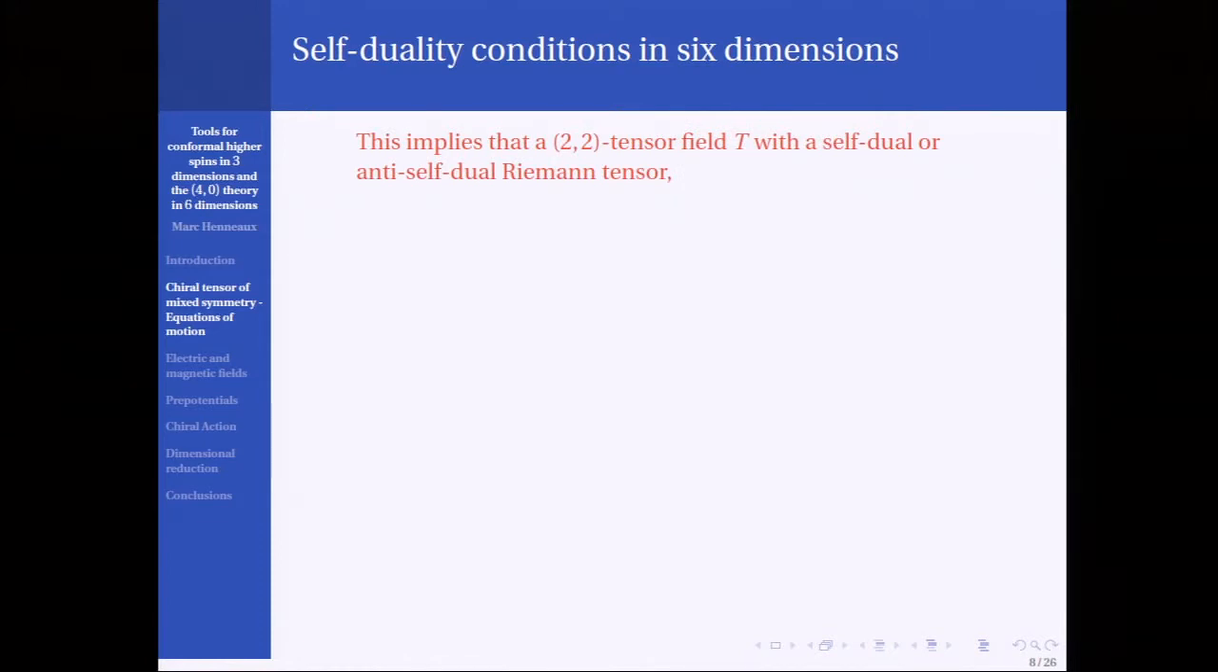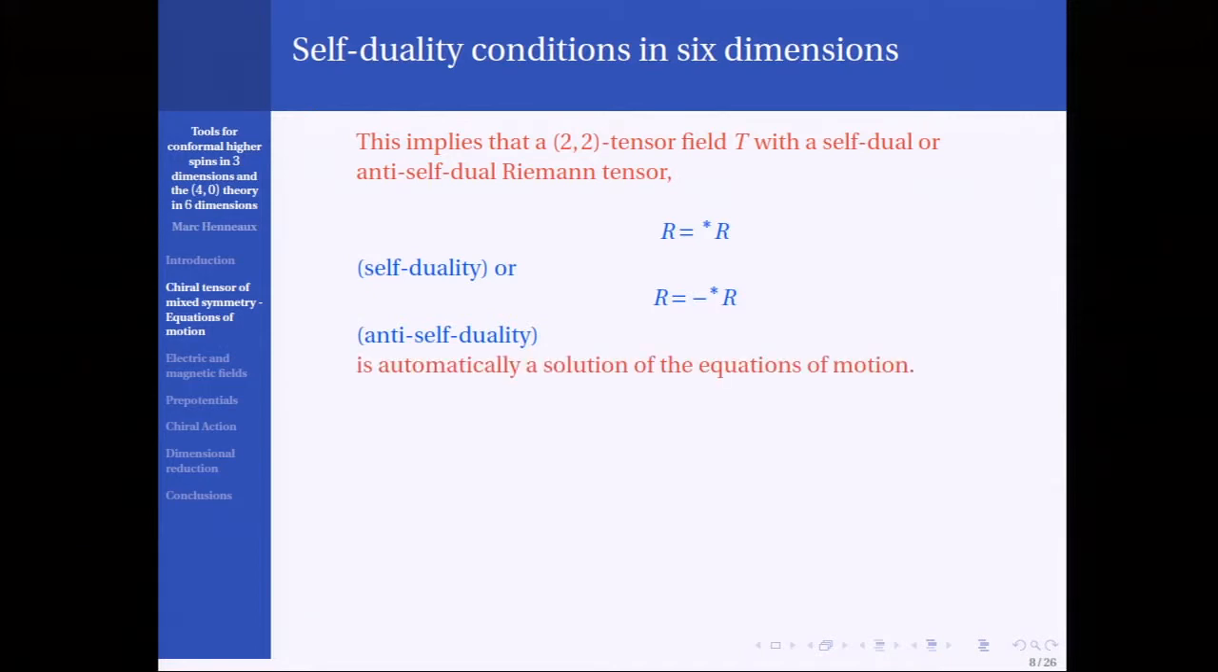impose that the 2-2 tensor has a self-dual or anti-self-dual Riemann tensor, so if you impose that R is equal to that or that, well, automatically, because this is traceless, that will imply the field equations for the field. So a self-dual or anti-self-dual, or a chiral or anti-chiral, T field will be automatically a solution of the equations of motion. Also, because this is a 2-2-2 tensor, described by the Young tableau with 6 boxes, this will also be a 2-2-2 tensor.